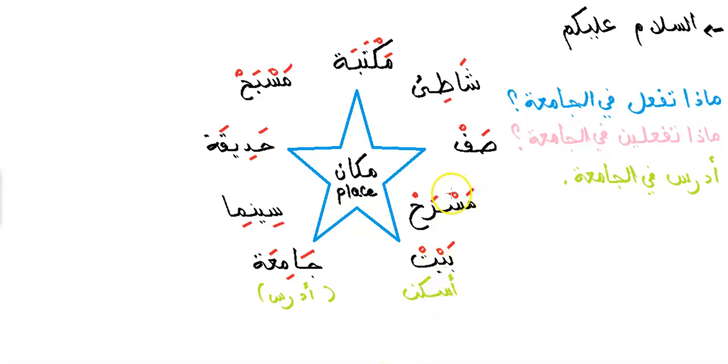I live. مسرح, what do I do in the مسرح؟ ماذا تفعل في المسرح؟ It would be أشاهد. I watch. And the object would be مسرحية. A play. أشاهد مسرحية. صف. Same thing as university.